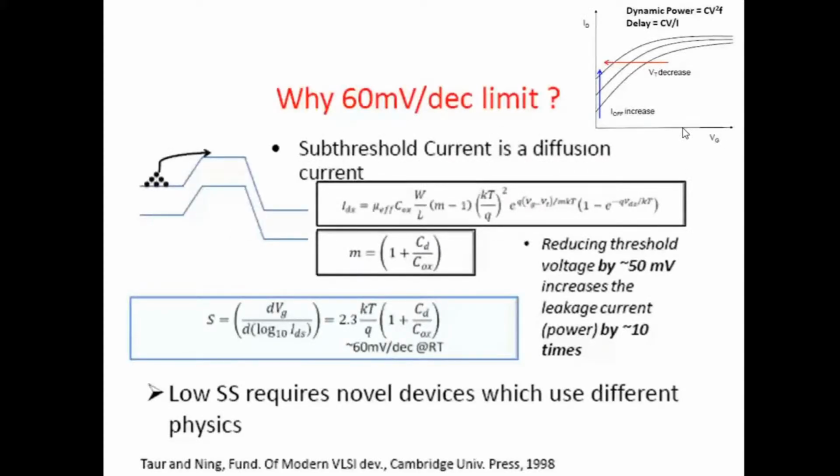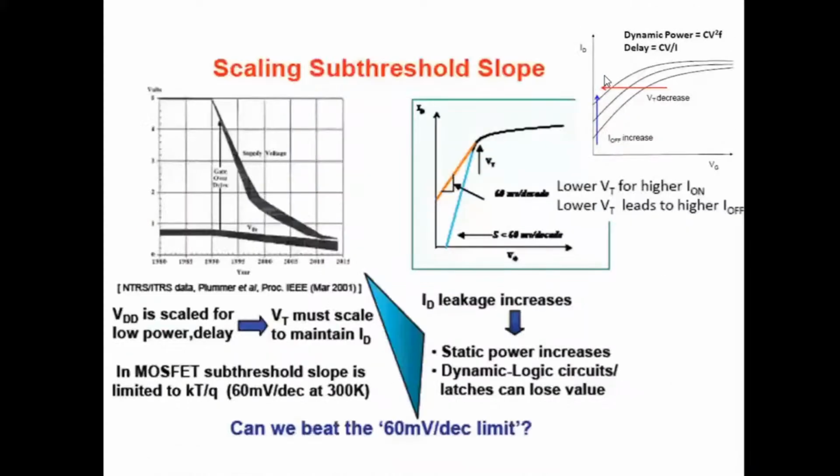We try to look at the alternatives to MOSFETs. One of the problems with the MOSFET is that the subthreshold slope is limited to 60 millivolts per decade. So as my technology node decreases, the subthreshold slope does not decrease. VT tends to decrease, which tends to increase my IOFF. This is the problem which resulted in the search for new devices to replace the MOSFET. As the MOSFET is scaled, the subthreshold slope does not scale beyond 60 millivolts per decade.